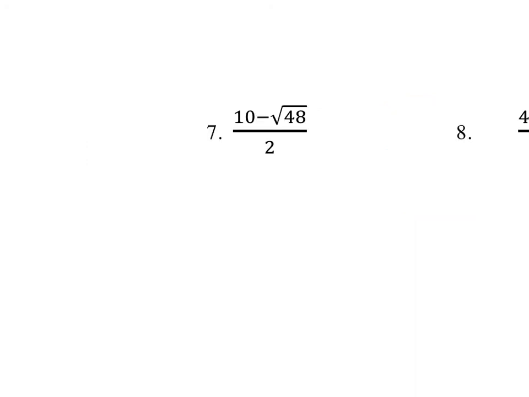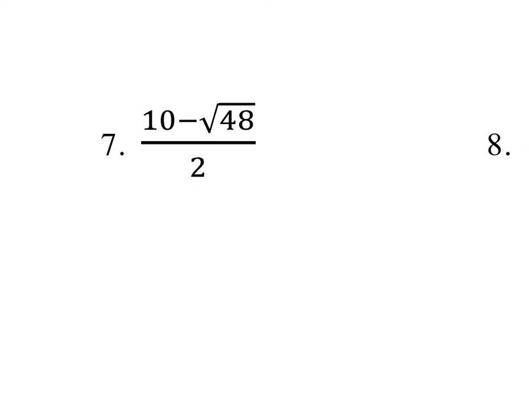All right, so let's go ahead and look at number 7 together. I have 10 minus the square root of 48 over 2. Now, all of these numbers are divisible by 2, but because the 48 is underneath the square root sign, right now there's a little 1 in front of there. These 3 numbers that I just marked off, they have no factors in common. It's a 10, a 1, and a 2, so there's nothing I can do.